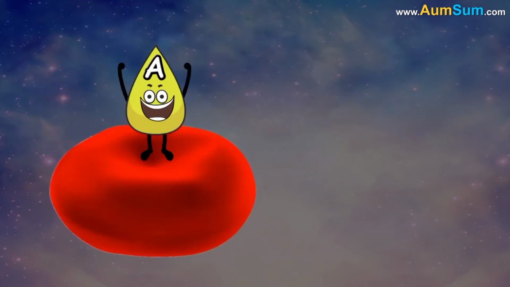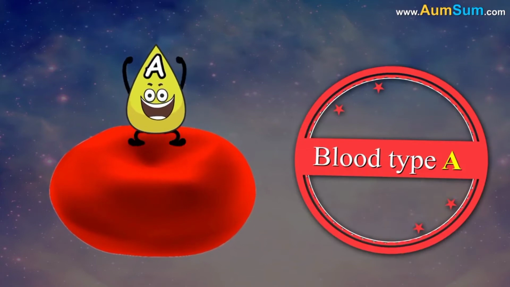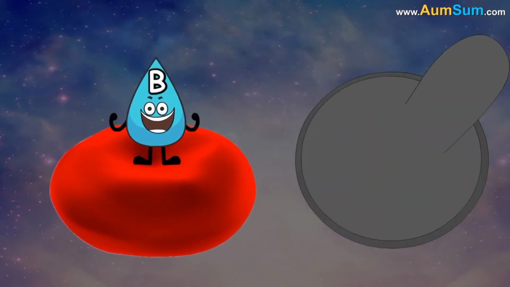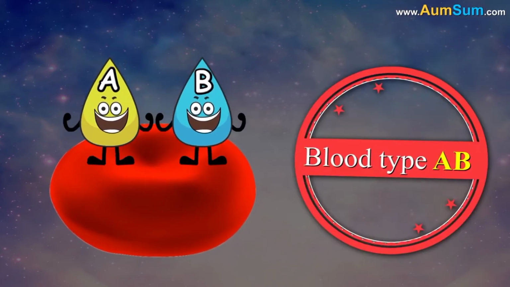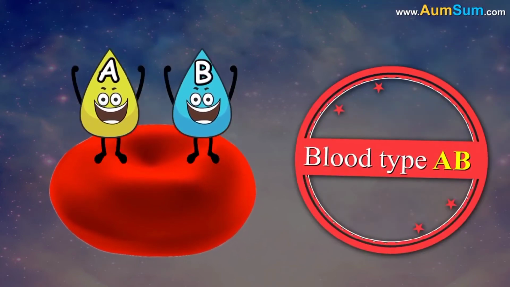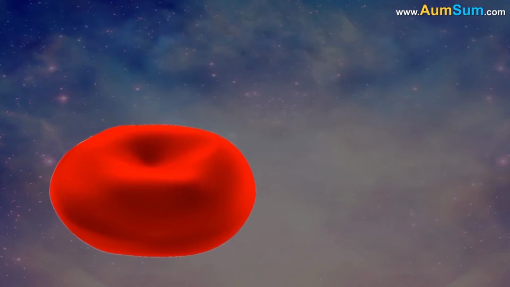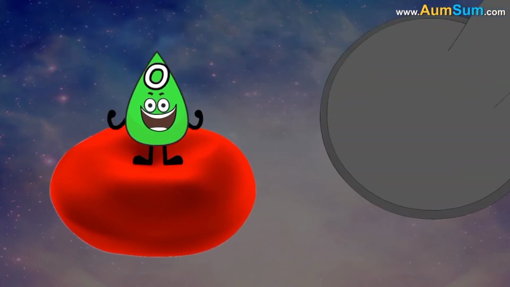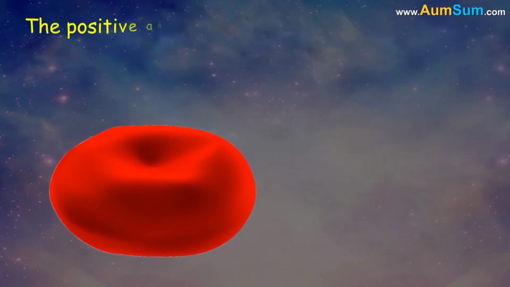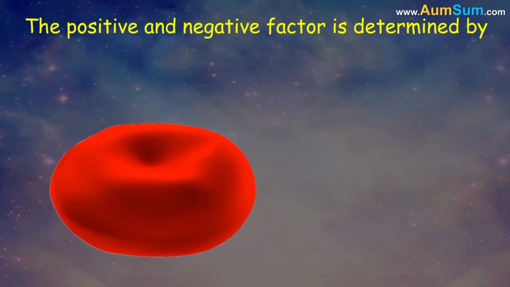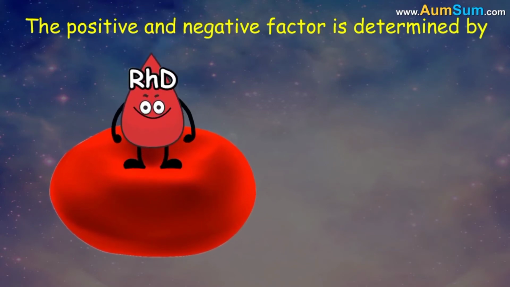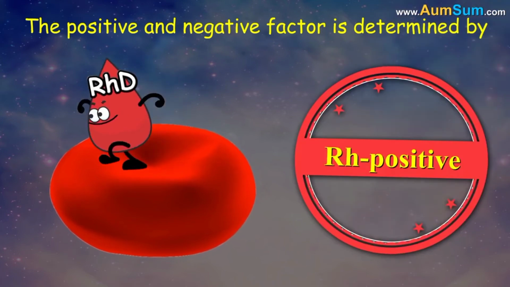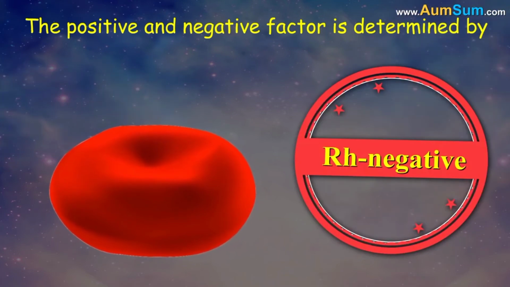If we have A antigen, then our blood type is A. If we have a B antigen, then our blood type is B. If we have both antigens, then our blood type is AB. And lastly, if we have neither A nor B, then our blood type is O. The positive and negative factor is determined by the RhD antigen. If we have RhD antigen, then we are Rh positive. Otherwise, we are Rh negative.